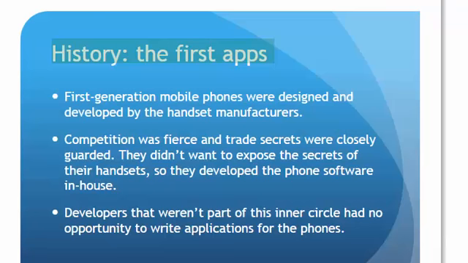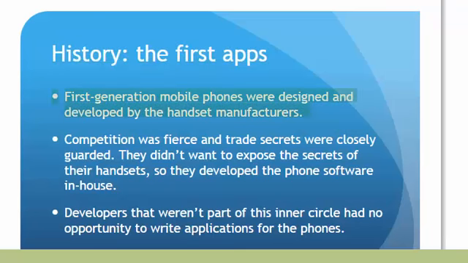History. The first apps. First-generation mobile phones were designed and developed by the handset manufacturers. Competition was fierce and trade secrets were closely guarded. They didn't want to expose the secrets of their handsets, so they developed the phone software in-house. Developers that weren't part of this inner circle had no opportunity to write applications for the phones.